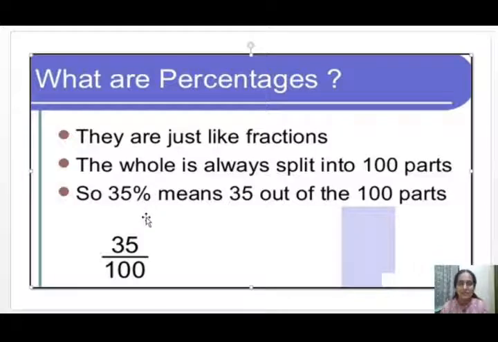So percent means per 100. 35 boxes out of 100 boxes. For a percentage, the denominator is always 100. Hope you are clear with the percent symbol and the meaning of percent.